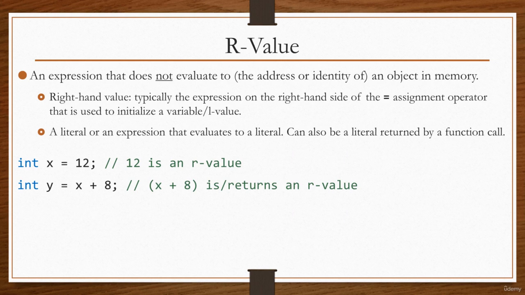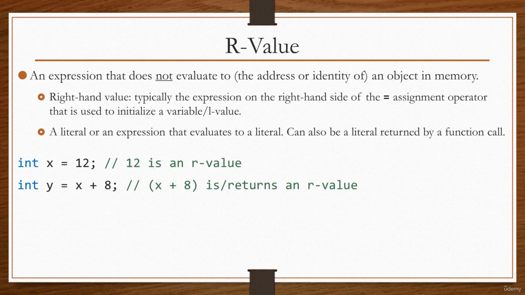And then we have the R values. Now, an expression that does not evaluate to the address of an object in memory is an R value. You can think of this as the right-hand value. So typically the expression on the right-hand side of the assignment operator that is used to initialize a variable, for example, or an L value. An example here is a literal or an expression that evaluates to a literal. It can also be a literal returned by a function call. So here's an example. 12 is an R value, where we declare x and initialize it to 12. 12 is going to be an R value. And then when you assign x + 8 to y, when you declare y, x + 8 is going to be an R value. That is going to evaluate 8 plus 12, which is going to be 20, right?